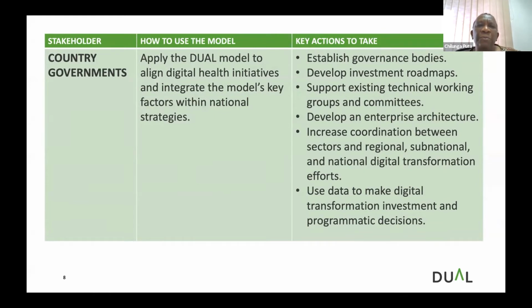First of all, country governments, we expect them to apply the dual model to align digital health initiatives and integrate the model's key factors within national strategies. They will need to establish governance bodies. They'll need to develop investment roadmaps. They'll need to support existing technical working groups and committees. They'll need to develop an enterprise architecture. They need to increase coordination between sectors and regional, subnational and national digital transformation efforts. We can't just have everybody doing what they want. It has to be coordinated and to maximize the use of resources.